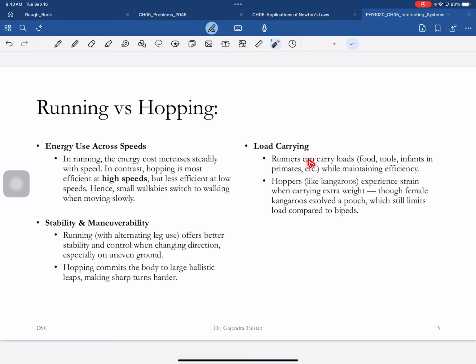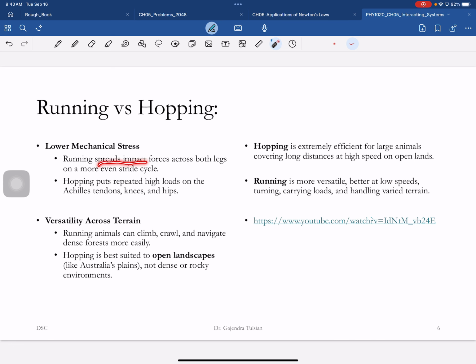And in addition, runners can carry loads. You can carry your baby and run away from predators and stuff like that, while maintaining efficiency. Hoppers experience strain when carrying extra weight. So kangaroos couldn't carry a backpack with load. They've evolved a pouch, which still limits loads compared to bipeds.